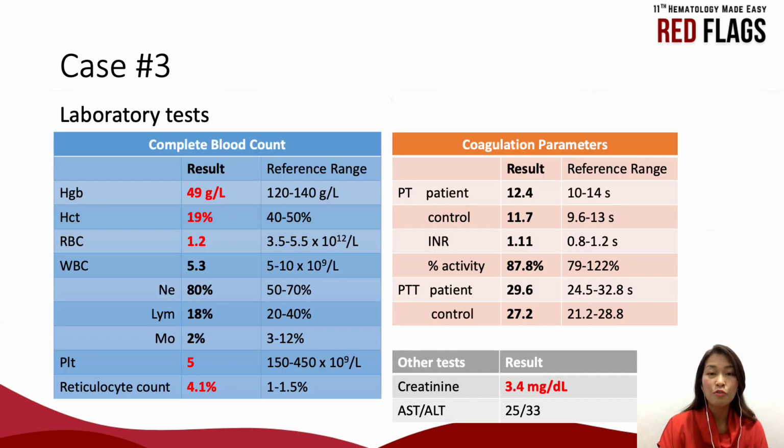The CBC confirmed anemia with a hemoglobin of only 49 grams per liter and severe thrombocytopenia with a platelet count of 5. The noted scleral icterus also prompted the request for a reticulocyte count, which was elevated. Her PT and PTT were both normal. Notable also was her creatinine level, which was elevated.